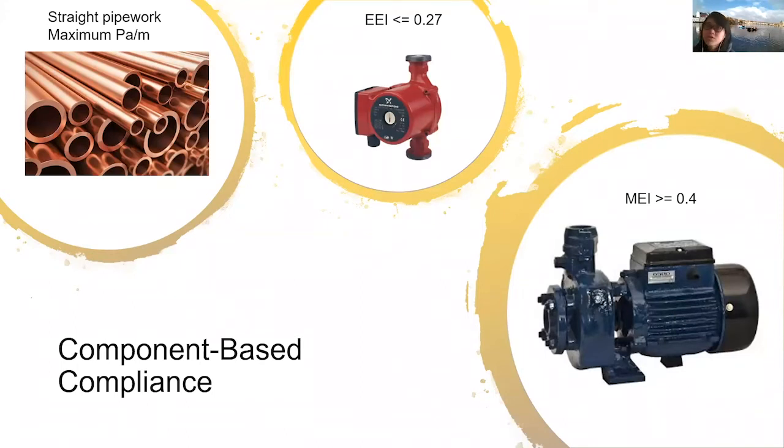Okay, with the straight pipe work requirements, the maximum pressure drop per meter of pipe work is defined and is different depending on whether your system is a distributive or non-distributive system. It depends on how long your pump system will operate, on what your nominal pipe size or nominal pipe diameter is, and whether your system is a constant speed or variable speed system.